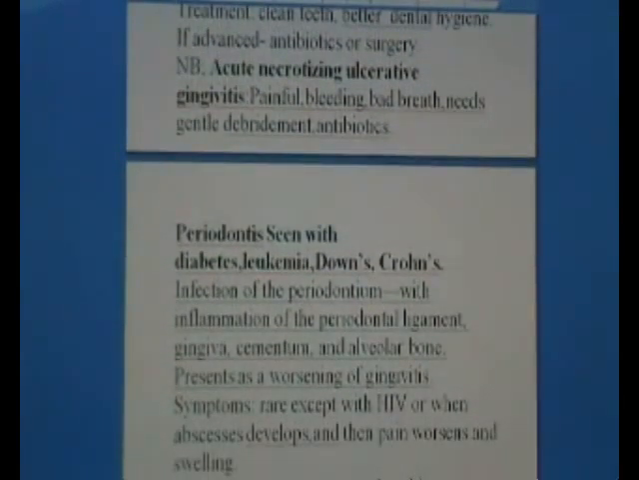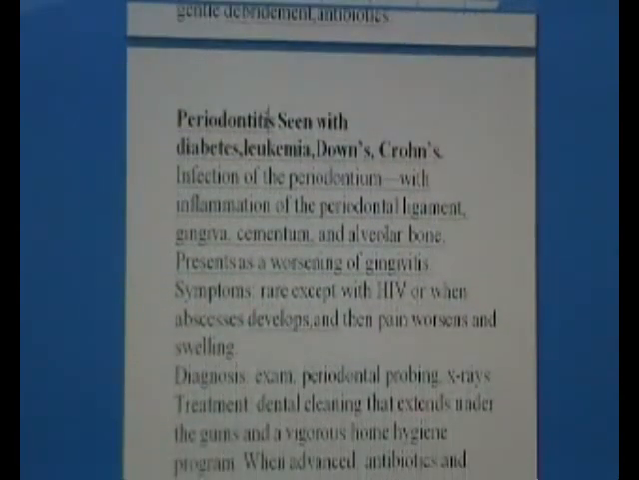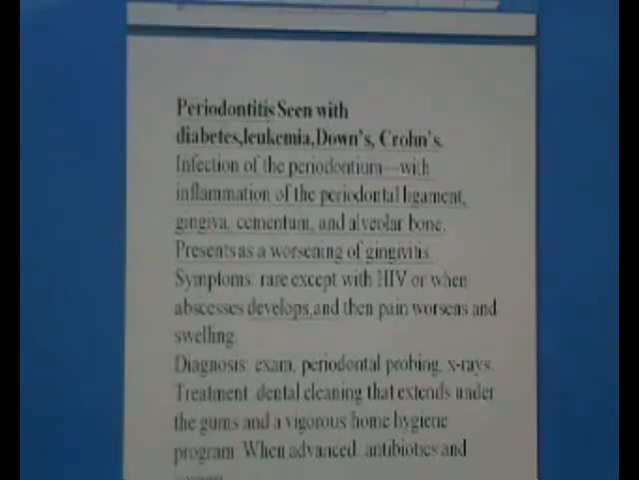Periodontitis. That's seen with diabetes, leukemia, Down's, Crohn's disease. It's really where the patient is very prone to infection, very bad infection of the periodontium, inflammation of the periodontal ligament, and down into the bone. Worsening of gingivitis, and you can see it in some patients who've got HIV, immunosuppressed, where an abscess develops.